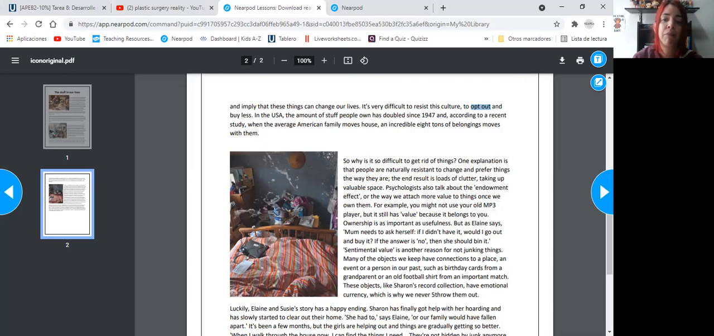But as Elaine says, mom needs to ask herself, if I didn't have it, would I go out and buy it? If the answer is no, then she should bin it. Sentimental value is another reason for not junking things. Many of the objects we keep have a connection to a place, an event, or a person in our past, such as birthday cards from a grandparent or an old football shirt from an important match. These objects, like Sharon's record collection, have emotional currency, which is why we never throw them out.